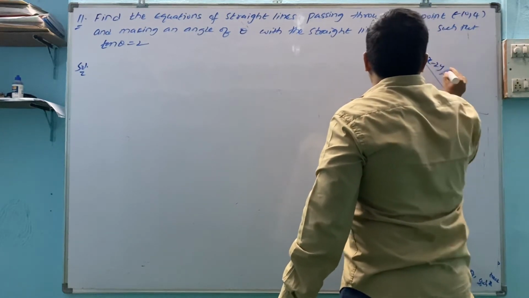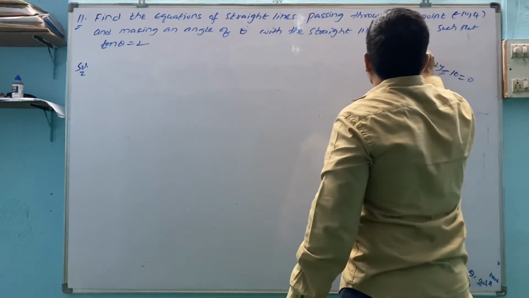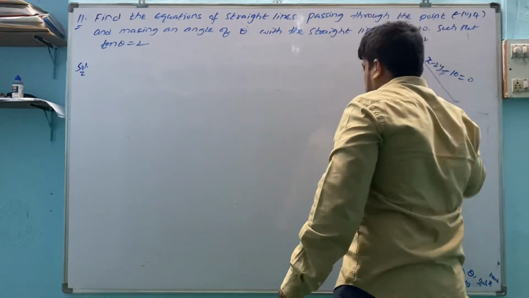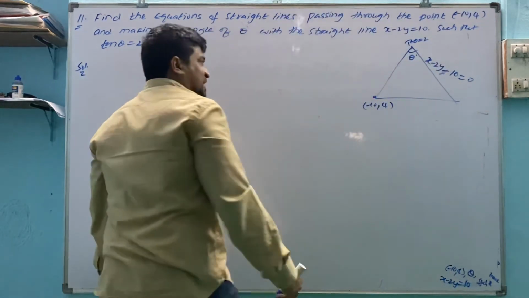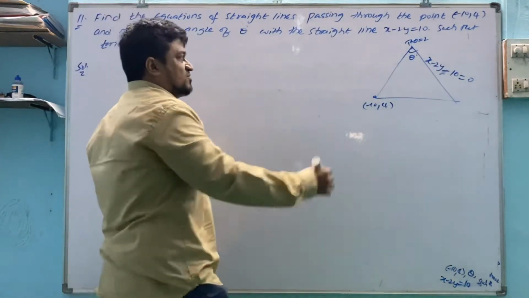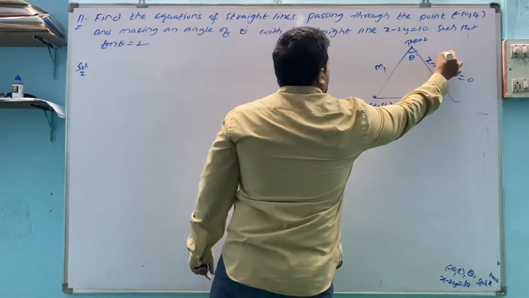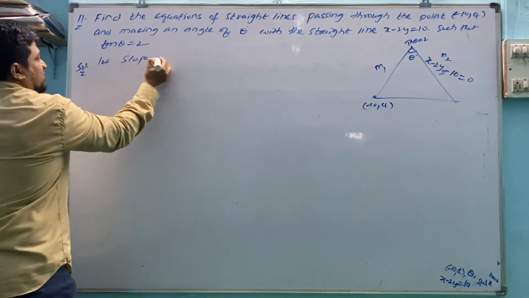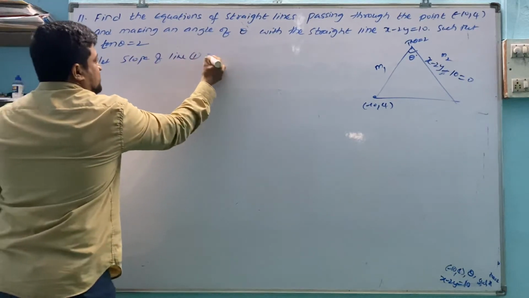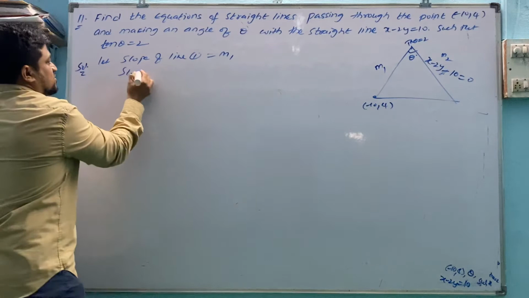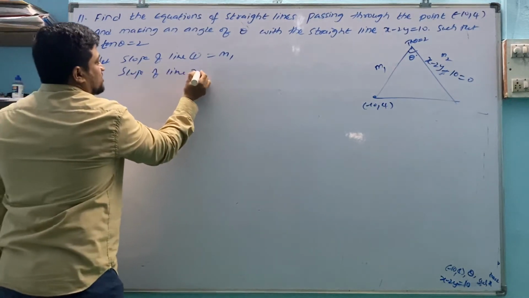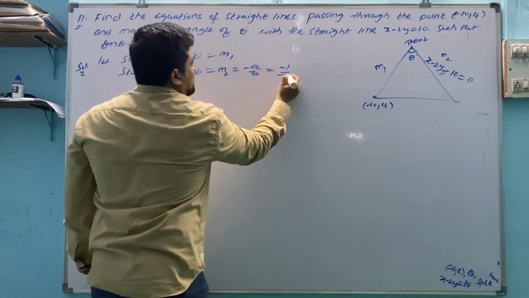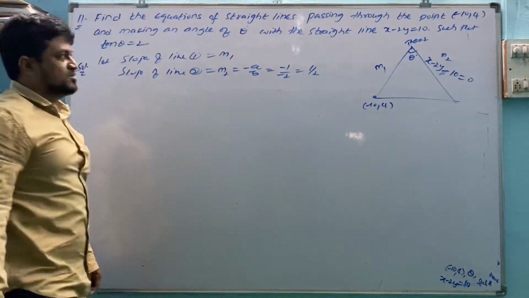This 10 comes to the left side, minus 10 equal to 0. The angle is theta, but what they have mentioned is tan theta is equal to 2. So there is no issue of thinking that the angle is given to us. So what we will have now are m1 and m2. So what do you have to write? Let the slope of line 1 be m1, and the slope of line 2 be m2, which is minus a by b, minus 1 by minus 2, which is 1 by 2.